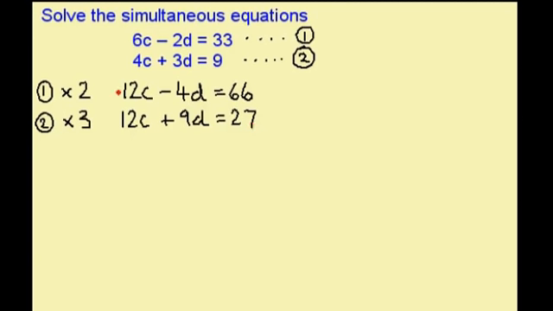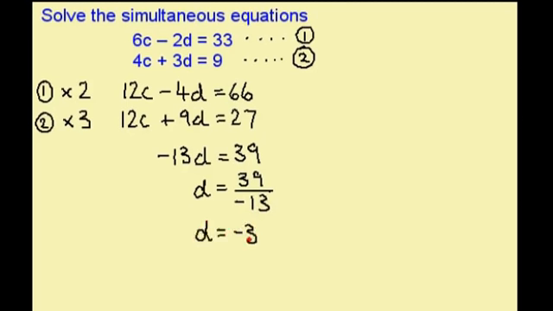To eliminate c, I need to take this equation away from this equation. So 12c subtract 12c gives me nothing. Minus 4d minus 9d gives me minus 13d. And 66 minus 27 gives me 39. I can now work out what d is. D is 39 divided by minus 13. So d is minus 3.